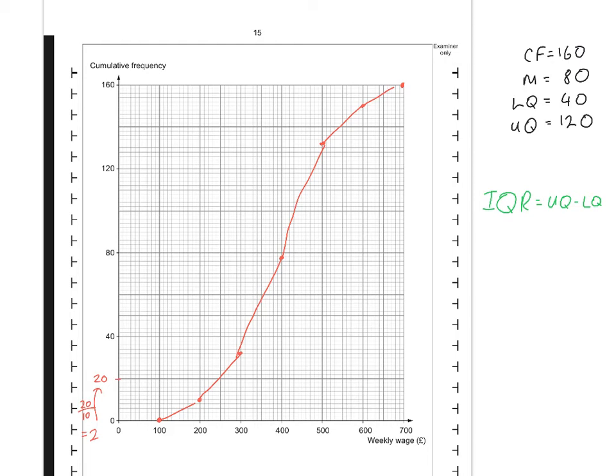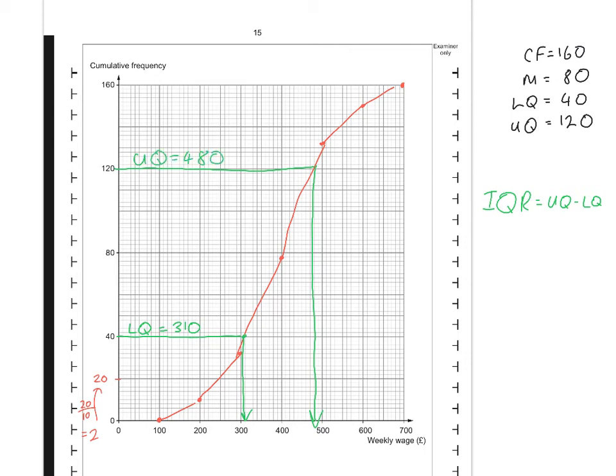I now need to draw a line at 40 until I hit my graph, which is by there. I then need to come down and read off what that value is. So coming down, I make that 310. And I'm going to say by here, LQ equals 310. It's not that the LQ is 40, but that's the line where we go across from 40. The upper quartile, so I'm going to draw a line coming across from 120 until I hit my graph. And I'm going to come down and read off what it is. And I make that 480. So I'm going to say UQ is equal to 480.